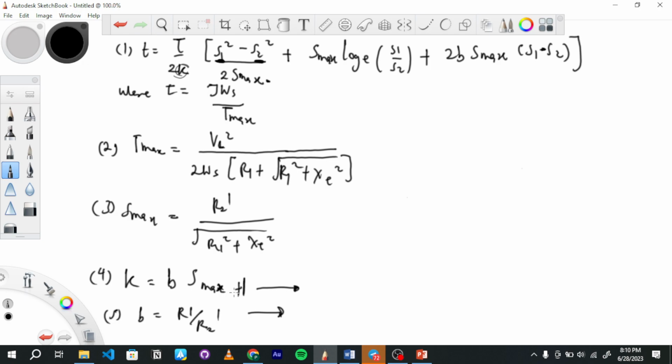So first I find b. Second, I find my s max. Once I have my b and s max, I can find k. This is the third thing I'll find. I have to find tau, but to find tau, I need T max. So I'll find T max. Once I have T max, I can find my tau, and then I can go ahead to compute my traveling time. So that would be the order in which we will compute.